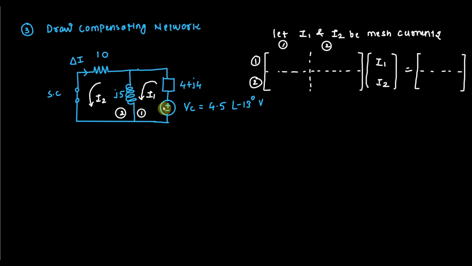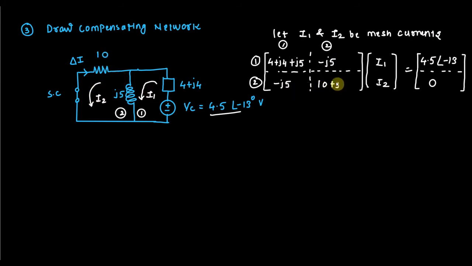What is the voltage in the first? It is this one, VC. So it is 4.5 at an angle minus 13. So that will be the same. In the second, there is no voltage, so this is 0. Now add this, so Z11 is 4 plus J4, and there is one other, J5. What is common to the first and second mesh? J5, so it is minus J5. This is minus J5, and this element will be Z22, 10 plus J5.